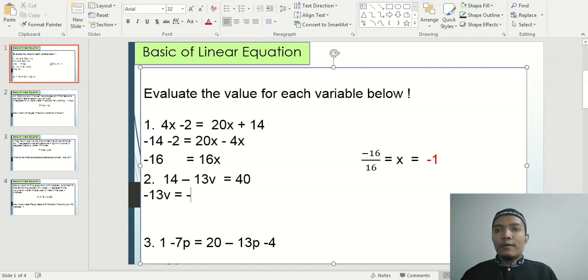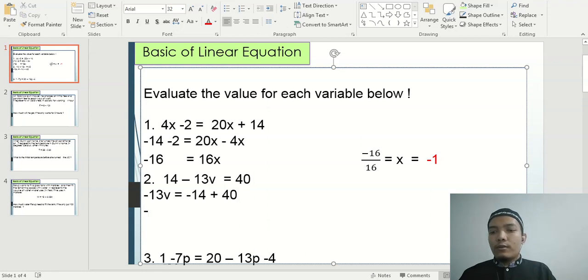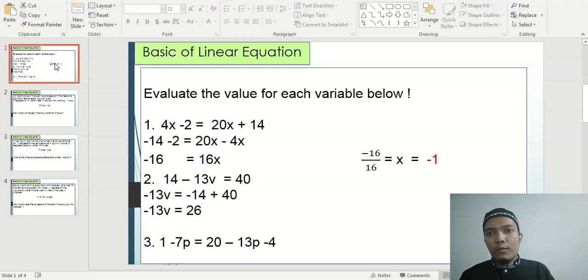It's positive or negative? Positive, alright? Because the most dominant one here is 40. So I'm going to write 26. So minus 13p equals to 26. Positive. Okay. I'm going to keep the number 3 here.